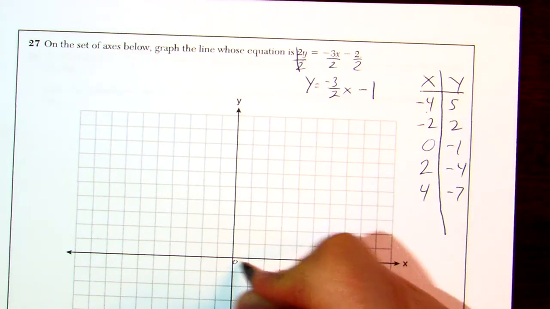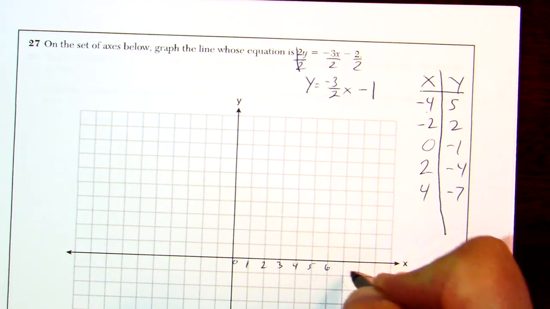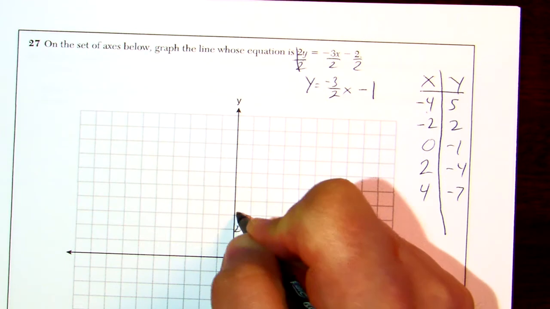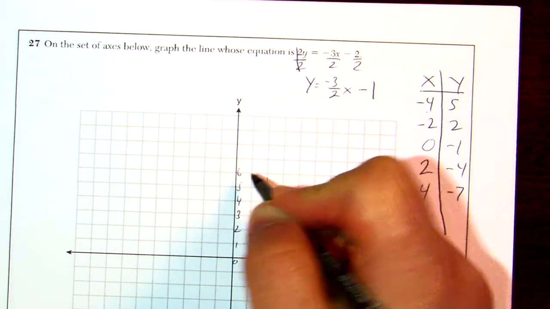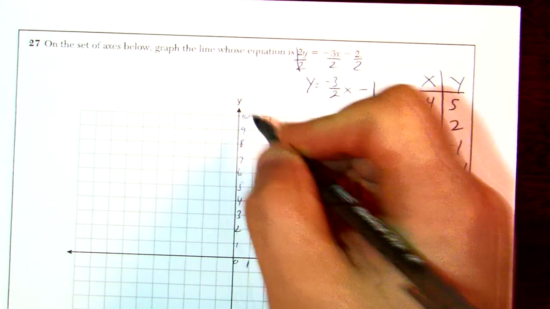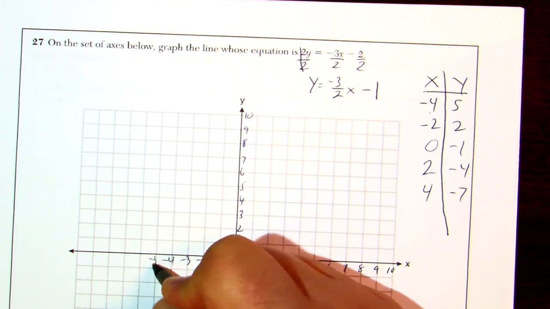Let's go ahead and quickly label this. It's always good to label it. You got a lot of time for this exam. 3 hours. Remember, the positives are up and to the right. Negatives are to the left and down.